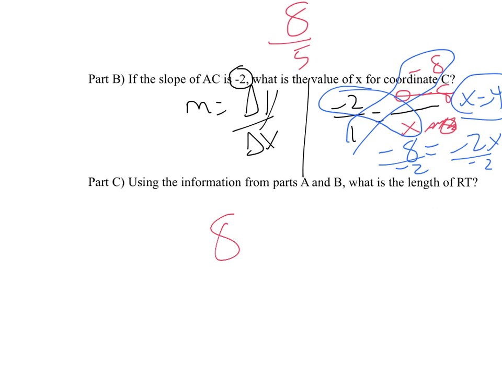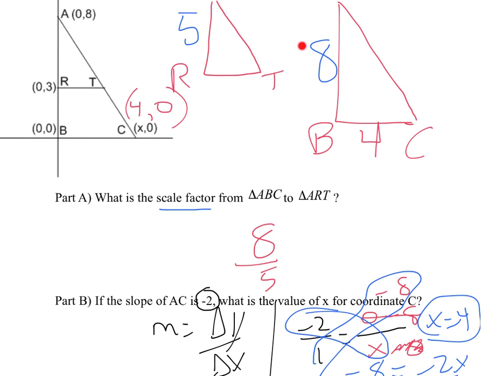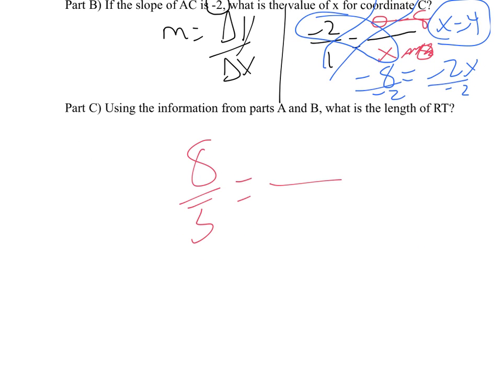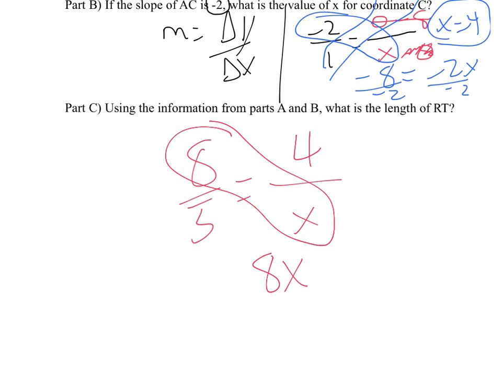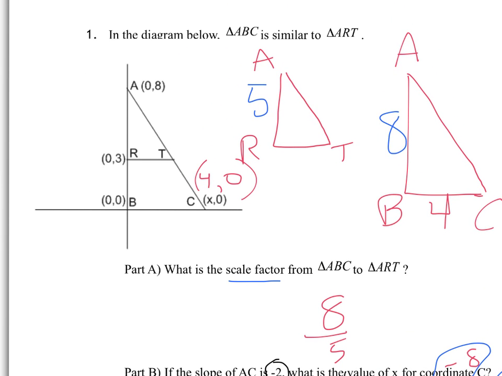8 over 5 equals, and since 8 goes to 5, 4 has to go to something. So I'm setting it up like that. 8 goes to 5 like 4 goes to x. And now, easy cross products, 8x equals 5 times 4 is 20. Divide by 8. 20 divided by 8 is 2.5. And that is my length for x, 2.5. So that's my length of RT, because I just found out that this right here is going to be 2.5.